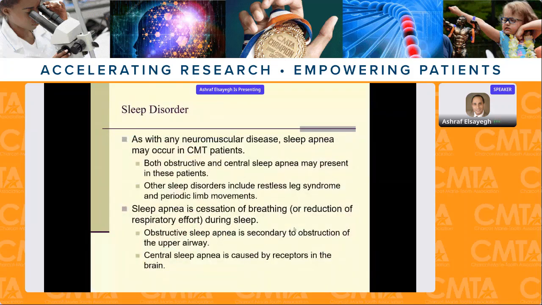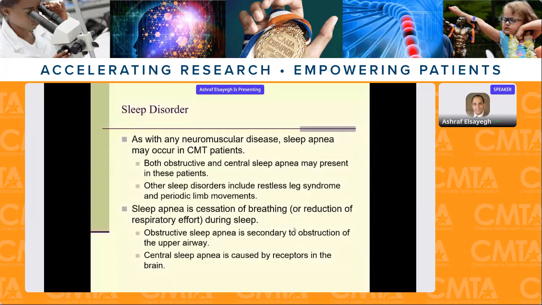All right, the big one, the sleep disorder. So this is what the vast majority of patients with CMT complain, at least to me, about. There are two types of sleep apnea. There's both obstructive and central apneas. We're going to talk about what that is in a second. There's a few other sleep disorders that can occur. One is Restless Leg Syndrome, and the other is periodic limb movements.